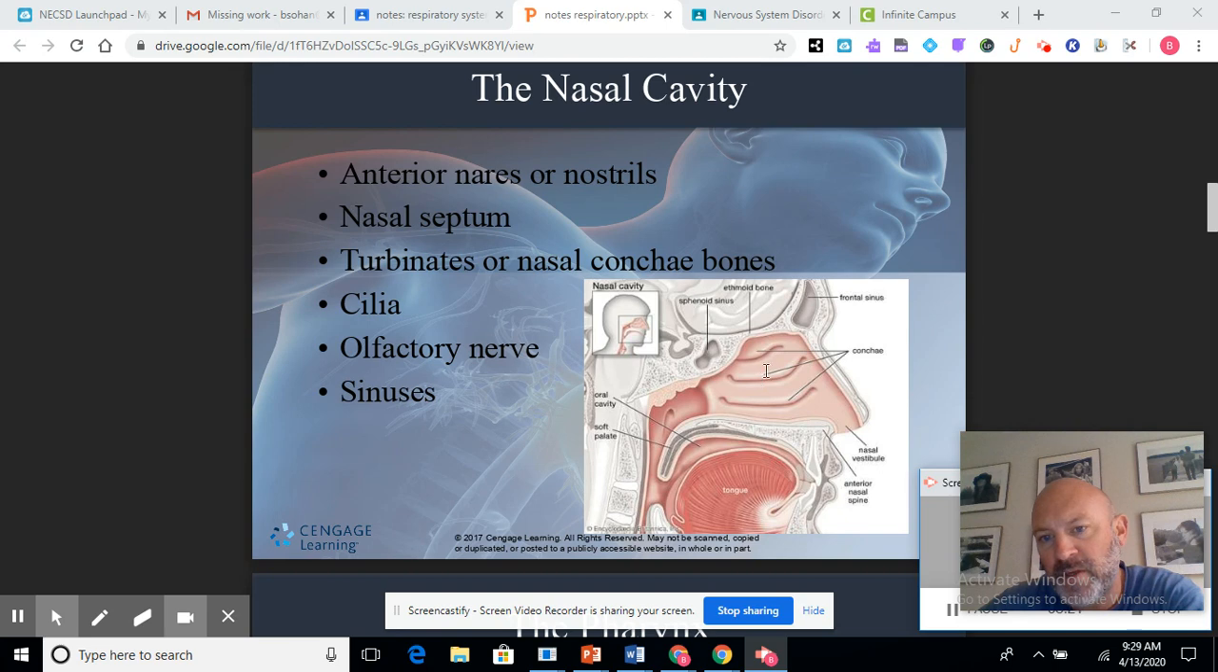Olfactory nerves are going to be in here also. Olfactory nerves provide us with a sense of smell, and they extend down from the brain through this ethmoid bone, and the little olfactory bulb hairs extend out in the mucus. Not really a function of the respiratory system, however.